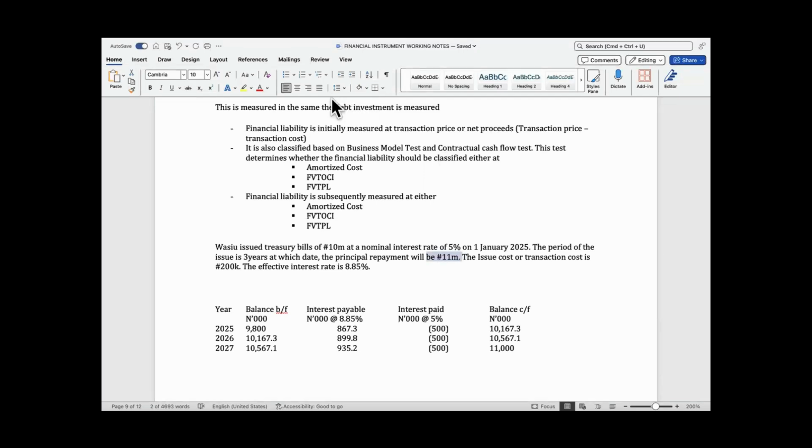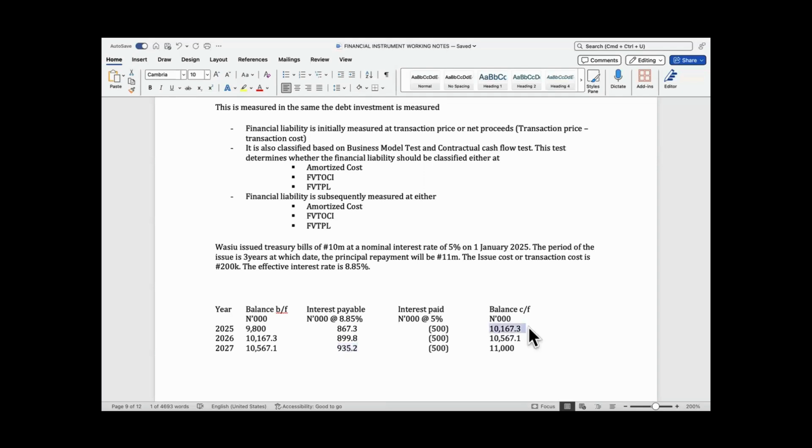So this is all. From this schedule now, what goes to P&L is the interest that we got using 8.85%, because it is this rate that encompasses everything. This 867, this 899, this 935, they all go to P&L because it encompasses both the nominal interest and the premium that we are paying.